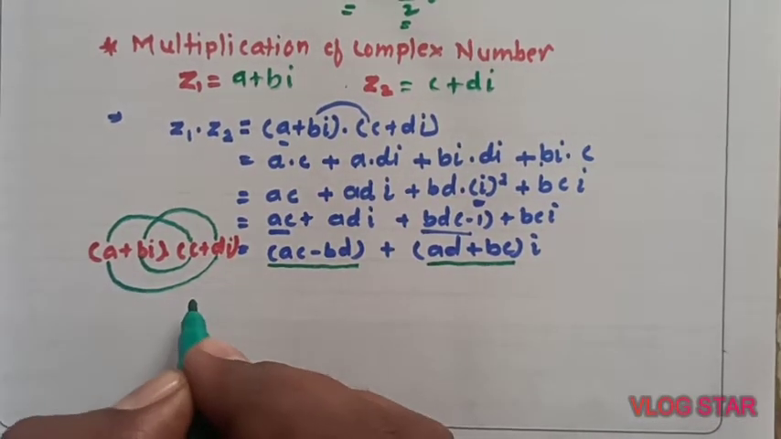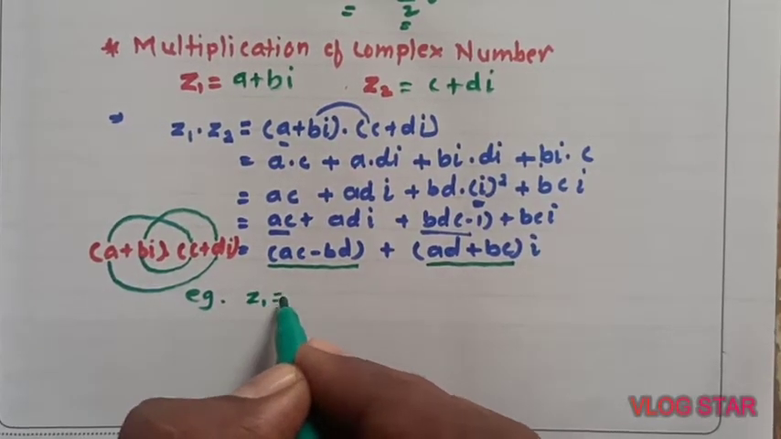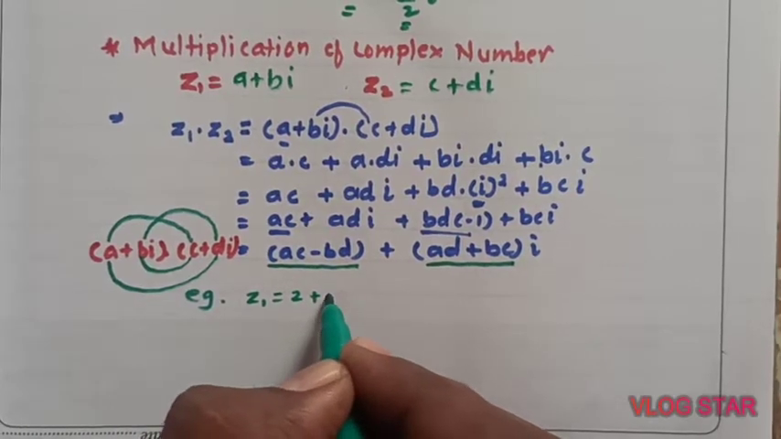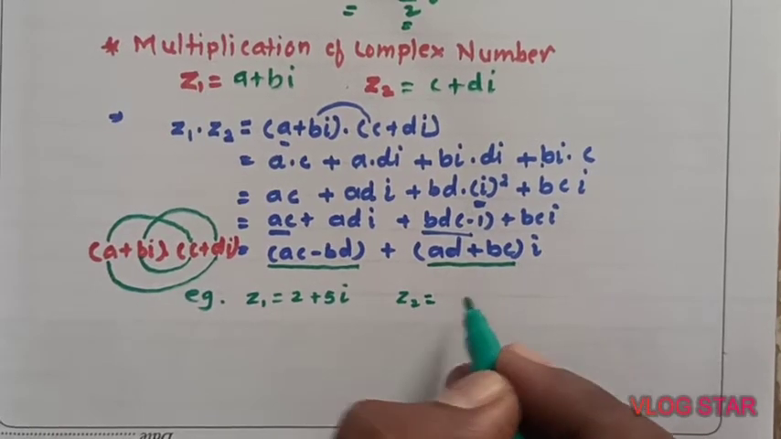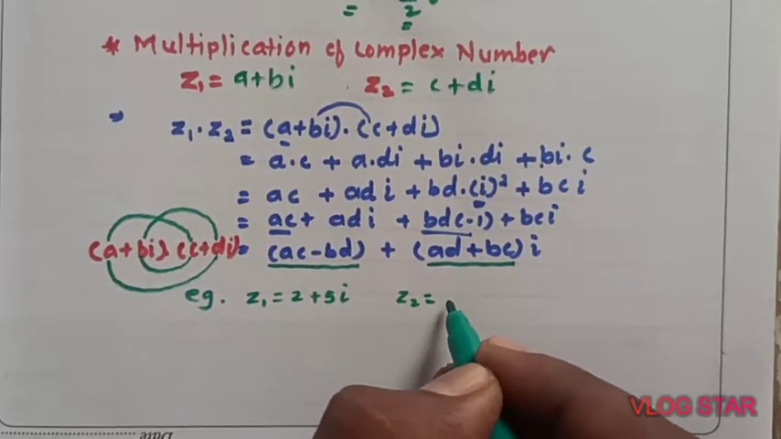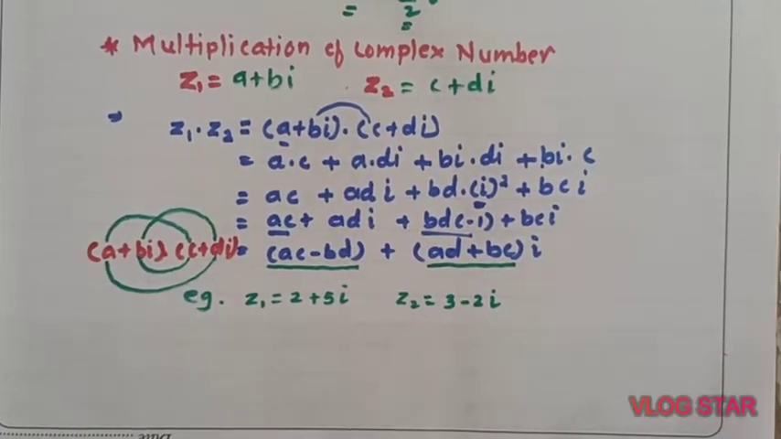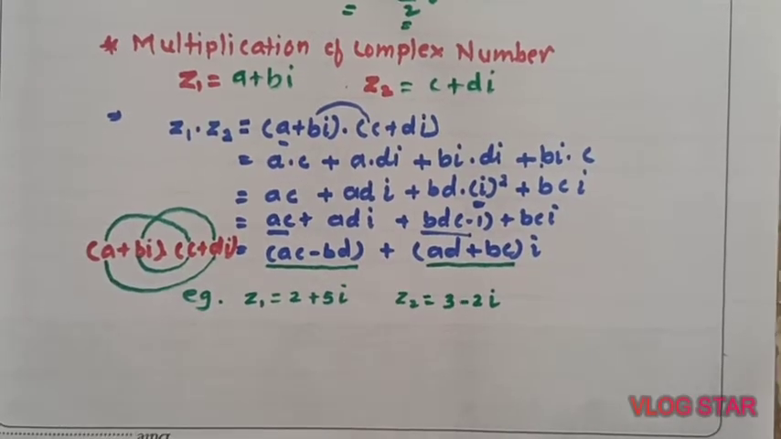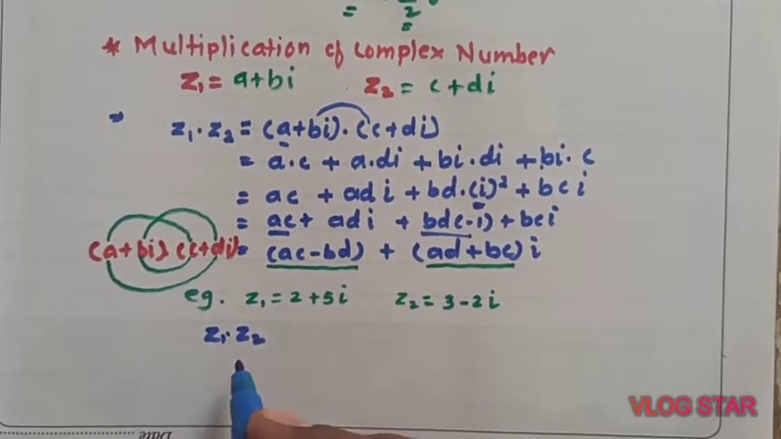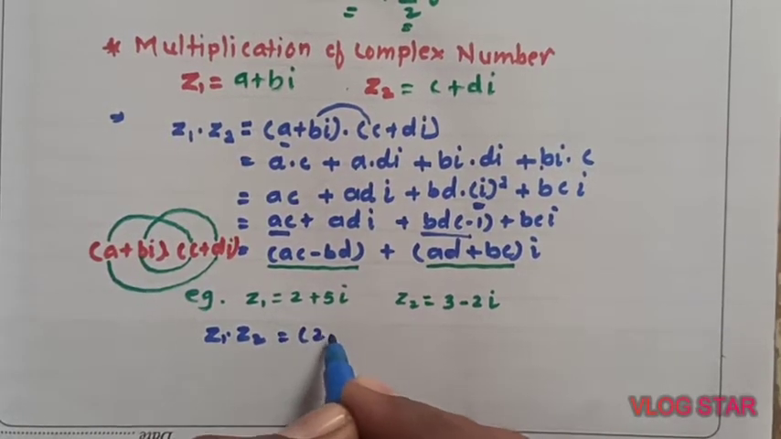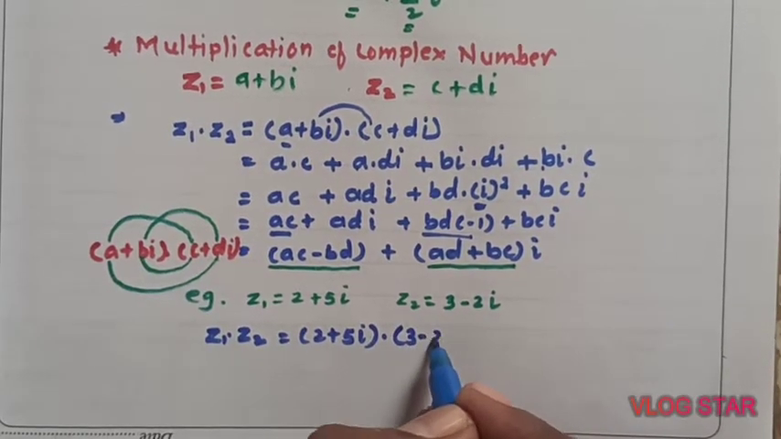Let's take an example to understand this product. Suppose we have z1 as 2 plus 5i and z2 as, purposely I am taking simple numbers to get the answer quickly, 3 minus 2i. Okay, and I want the product z1 into z2. So what is this product? I can write 2 plus 5i into 3 minus 2i.